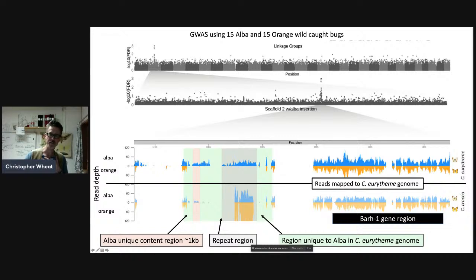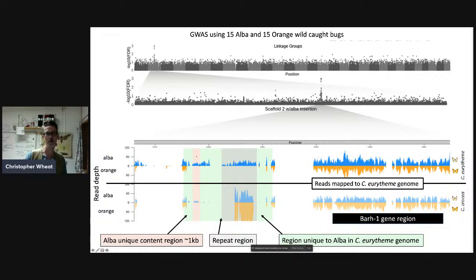When we map data from the European species, where we know a lot about Alba, from the BARH1 region, we map all the genomic data through here. It's, again, mapping great through BAR. We get a lot of repeat content here. This depth here is just multiple copies of the repeat elements in here, just mapping here. So it's stacking up on itself from different regions in the genome. But again, we get this one region in here where only Alba data is mapping, but nothing from orange. And so we call this the Alba unique content region.